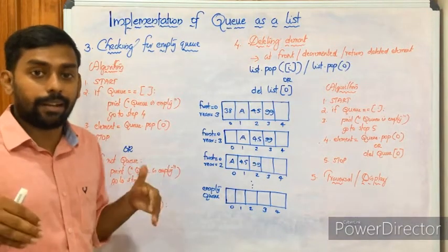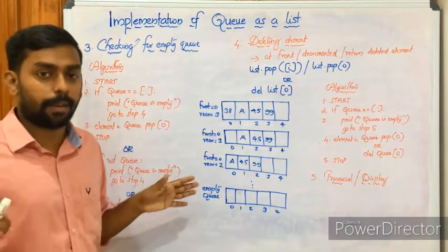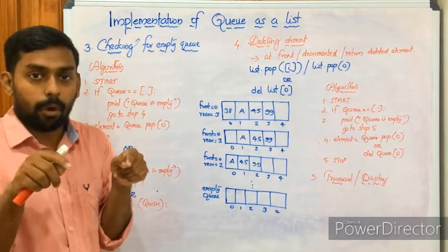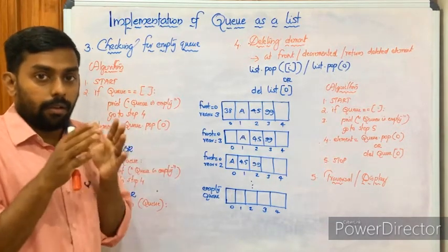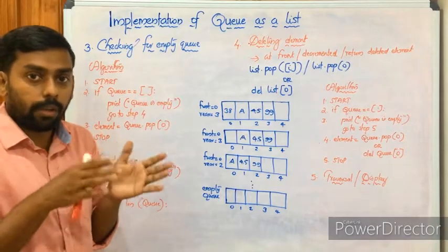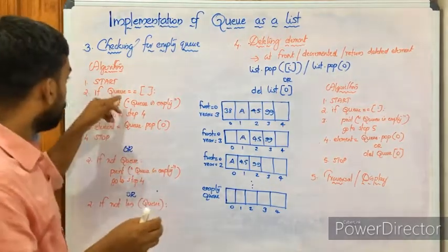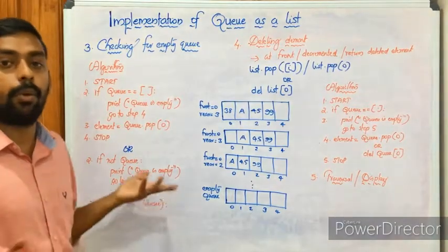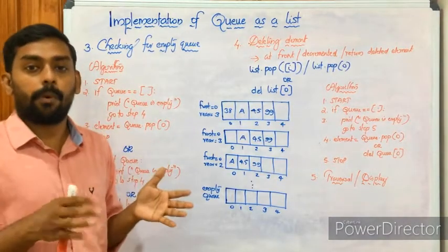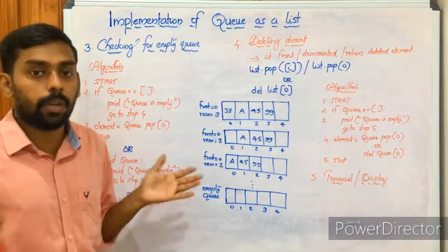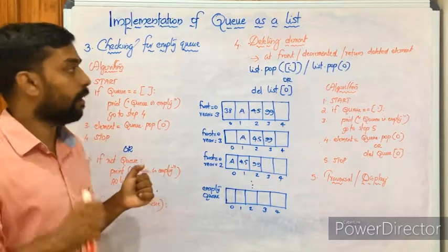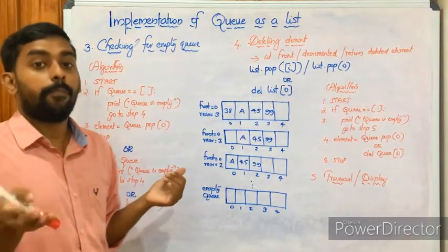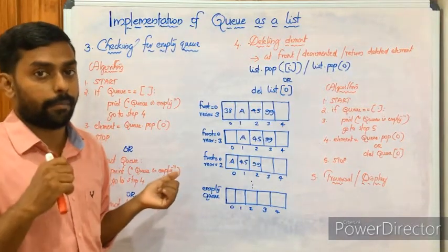As we have checked in the case of stack, the same. Like if q equal to empty square brackets, or if not q, or if not len of q, it means q is empty. Otherwise you can pop, or otherwise you can display whatever you want to perform. Okay, yes. So this is how we can check for empty q, mainly at the time of popping element, displaying element, or traversing.